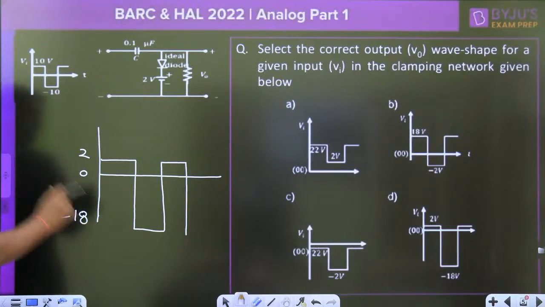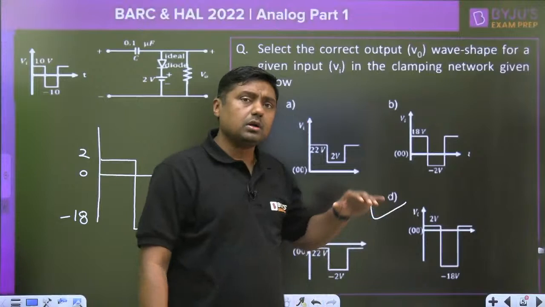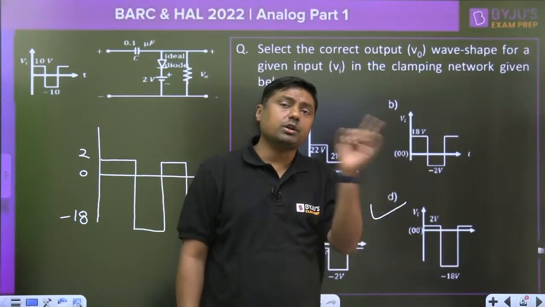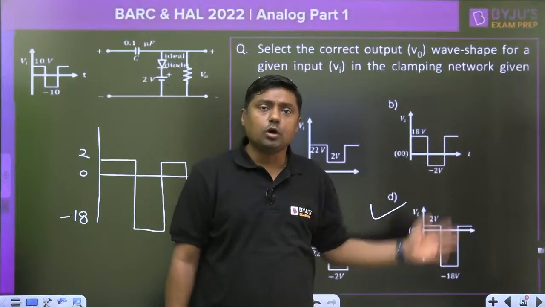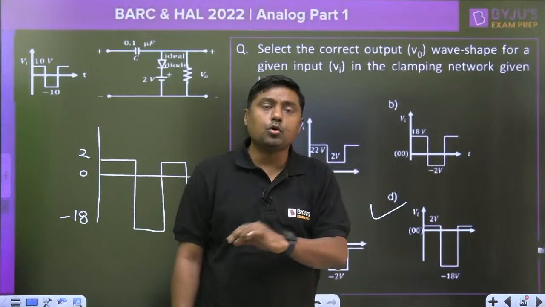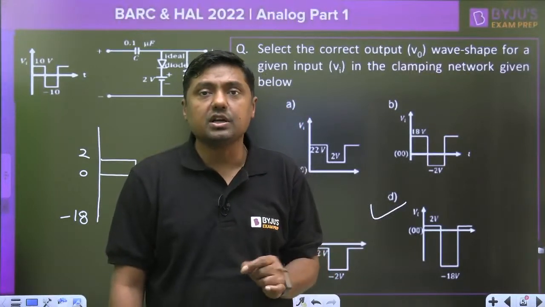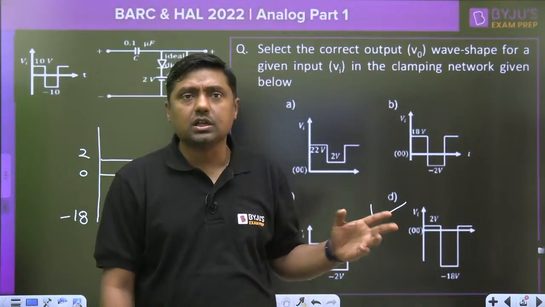That is the answer for this particular question. So always remember, the output has the same swing as the input. The shape of the output will be similar to the shape of the input. The frequency of the output will be similar to the frequency of the input, only the change is in the DC level, and that's why it is called a DC inserter, DC restorer, or DC translator. These are the names of the clamper.